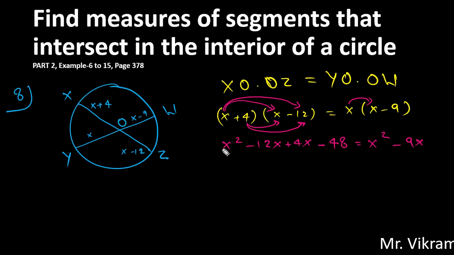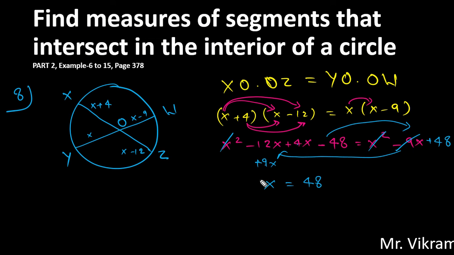How we will simplify? x squared and x squared cancel, because if you have same kind of variable or a number both sides with same sign, you just simply cancel them. And this is negative 12, this will come to this side, it will become plus 9x. You can remove this also. Negative 48 will go to this side, it will become plus 48. So 9 plus 4 is 13 and this is negative 12. So what you will get here, you will get x is equal 48.